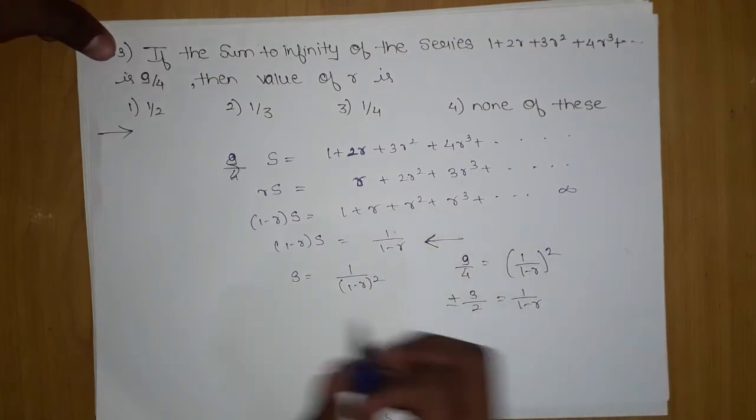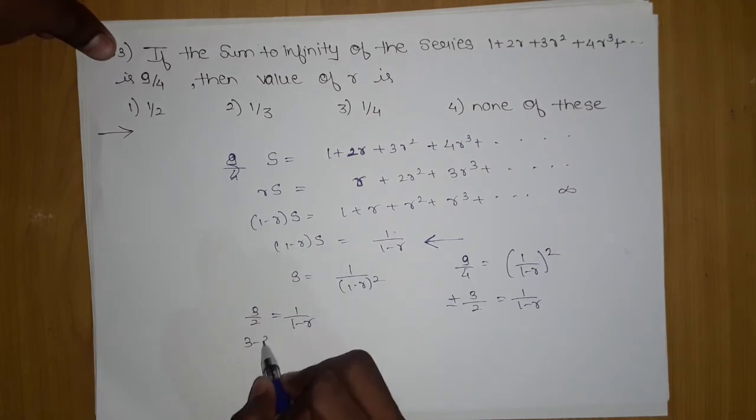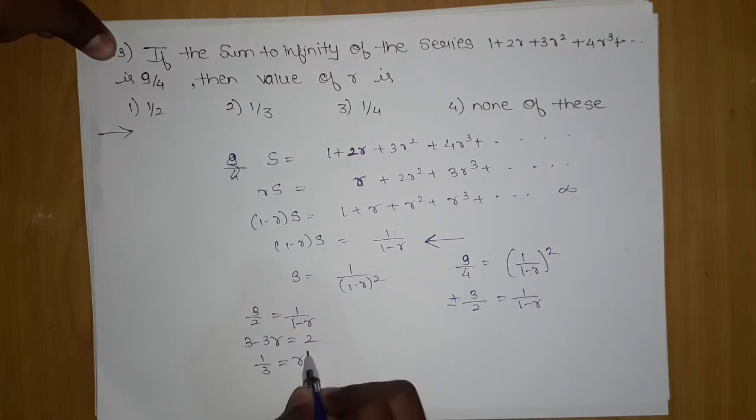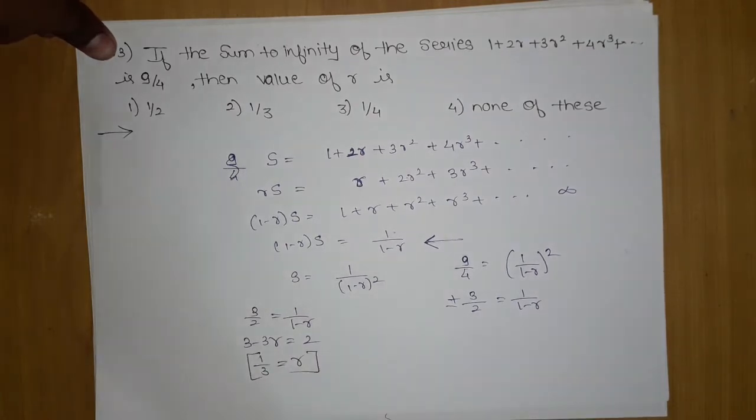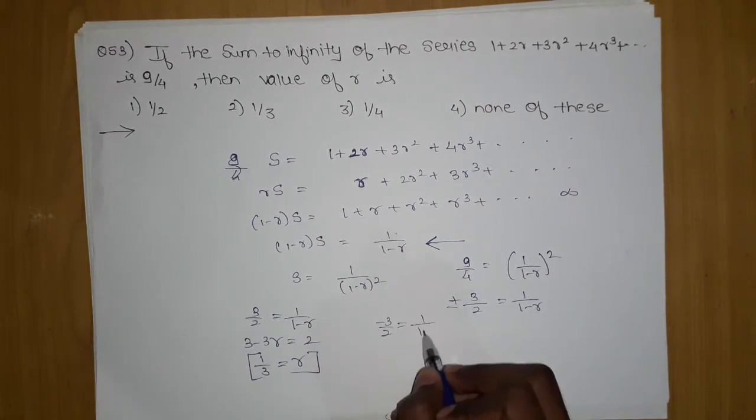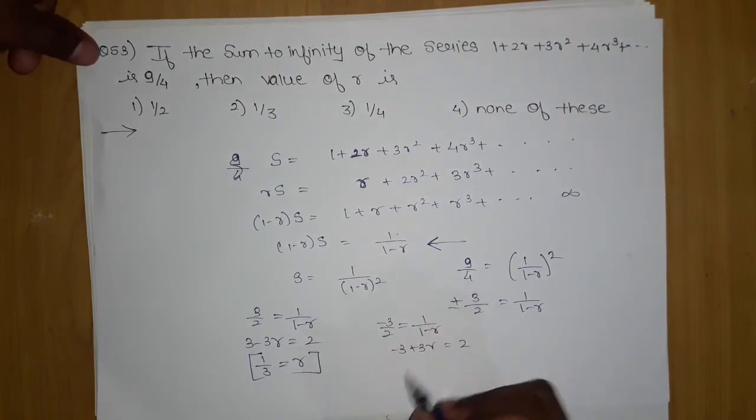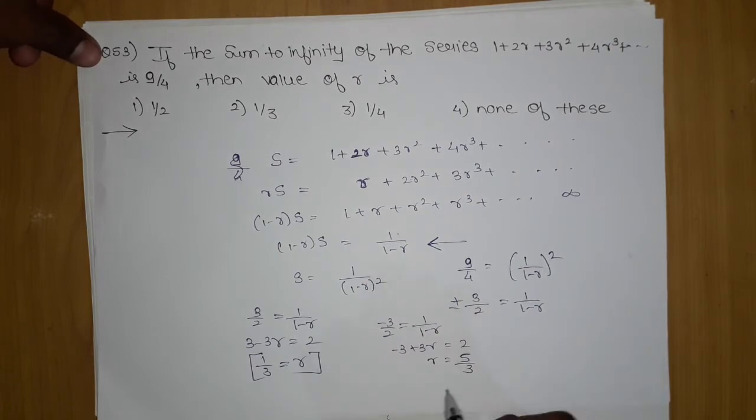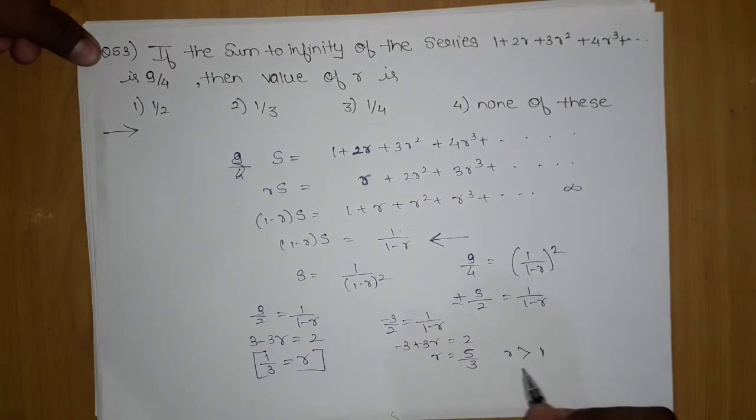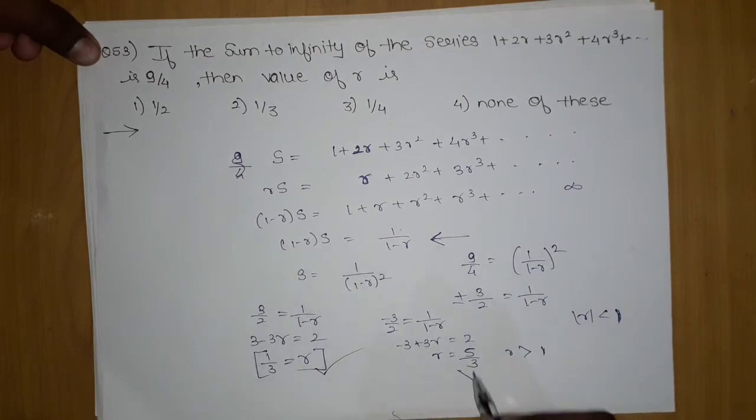This will be plus minus 3 by 2. If I consider 3 by 2 equals 1 upon 1 minus r, my answer will be 3 minus 3r equals 2, giving me r equals 1 by 3. And if I consider minus 3 by 2 equals 1 upon 1 minus r, my answer will be minus 3 plus 3r equals 2, giving me r equals 5 by 3. So which one is correct? Here r is greater than 1, and mod r should be less than 1 for an infinite GP. So this one is correct and this one is rejected.